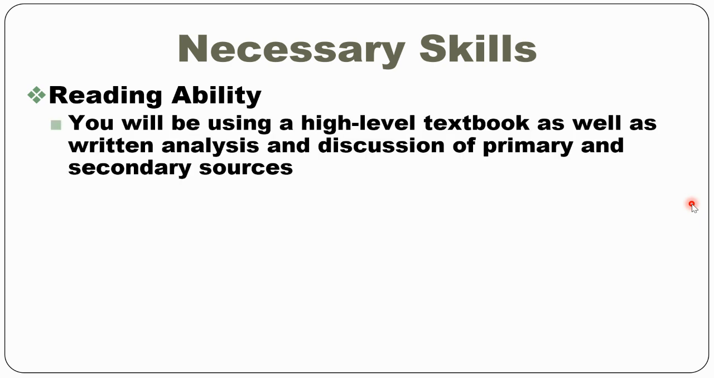Other necessary skills: reading ability. You're going to be reading and using a high level textbook, as well as reading, analyzing, writing, and discussing with secondary sources. These are excerpts from other books, magazines, textbooks, and what we call primary sources. So, a primary source is something that was written then, translated to English. Obviously, we're not going to ask you to read something written in Sanskrit, and then answer questions with that.